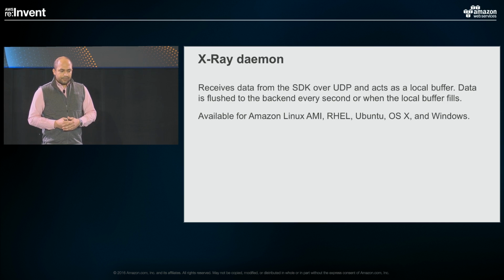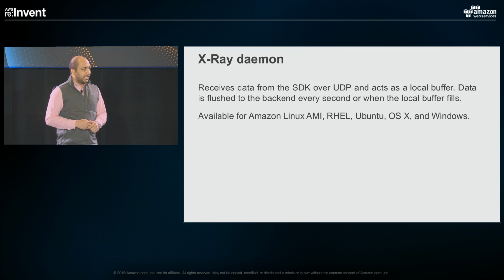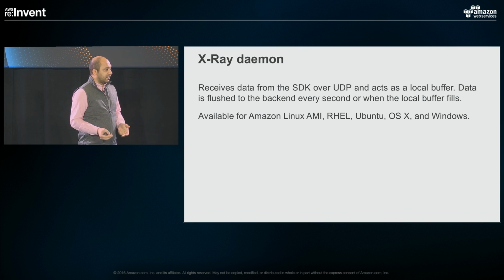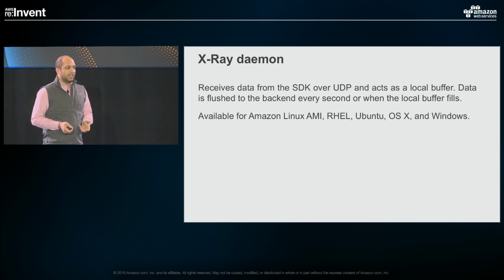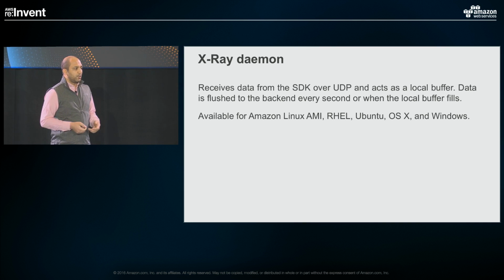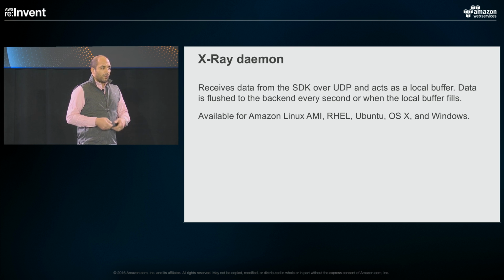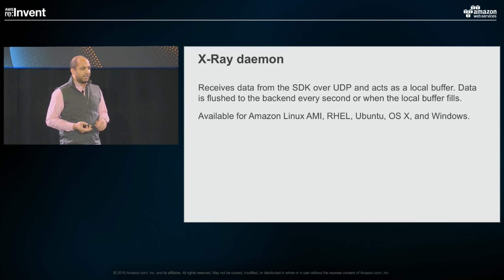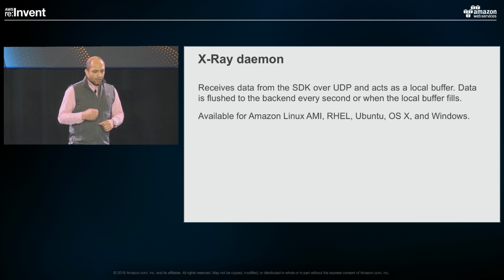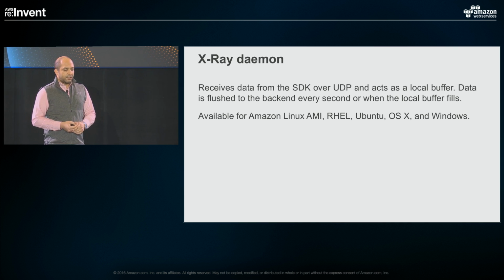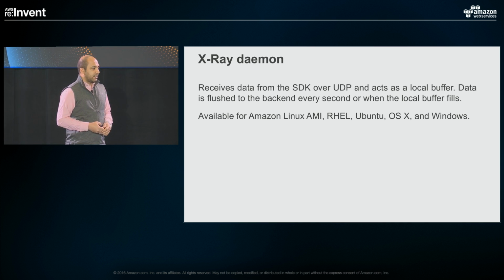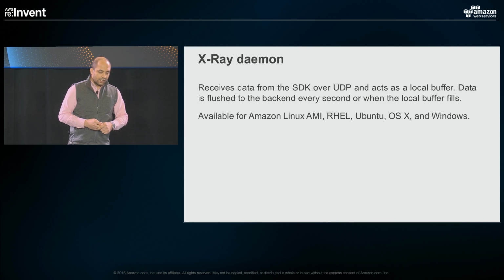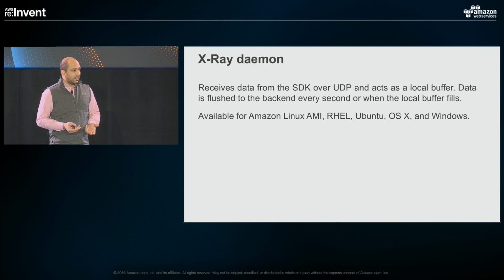I talked about the daemon. This is essentially our agent, which collects the data from the SDK over UDP. So again, everything about this service is built to operate at scale and to do it asynchronously. So we want to make sure that we're introducing minimal additional cost for your applications, both in terms of latency and performance. The daemon acts as a local buffer, and it flushes the data to the backend every second or when the buffer gets full. The daemon's available for the Amazon Linux AMI.